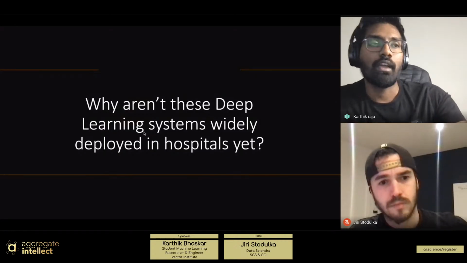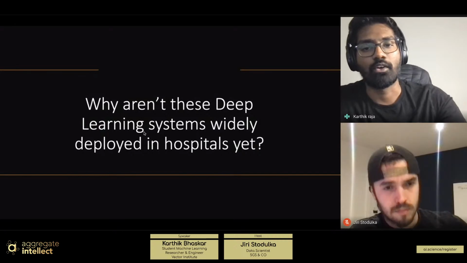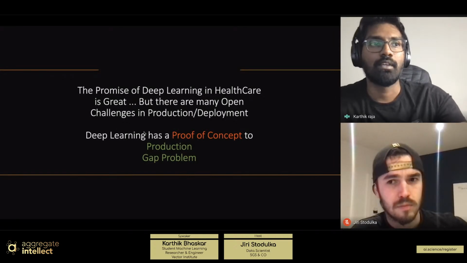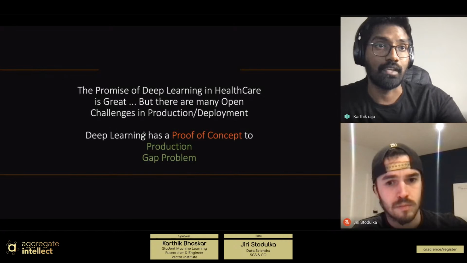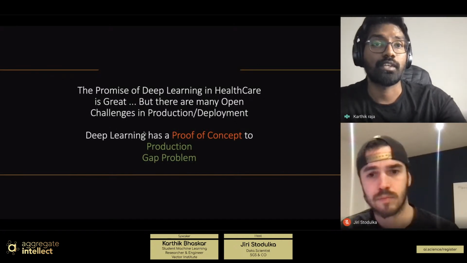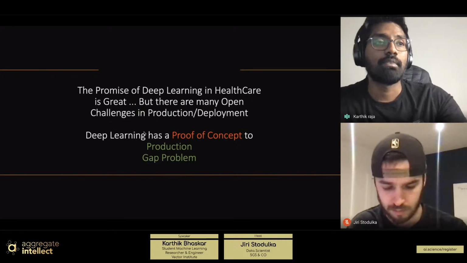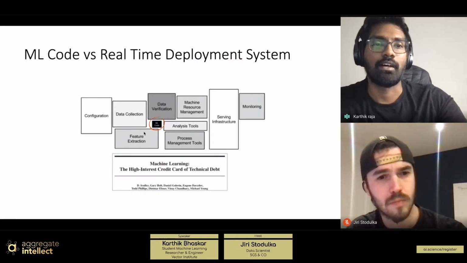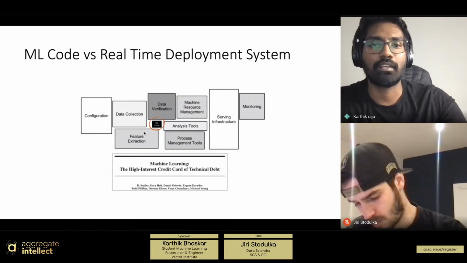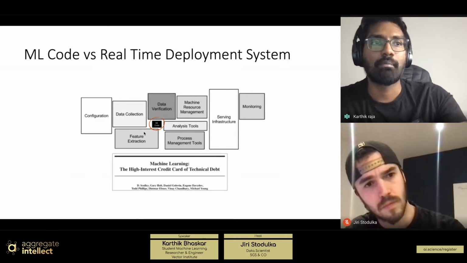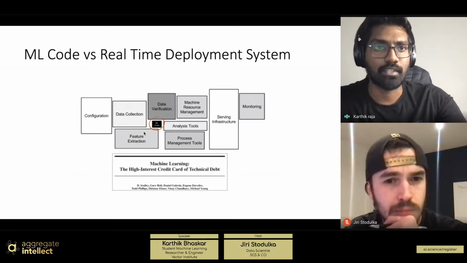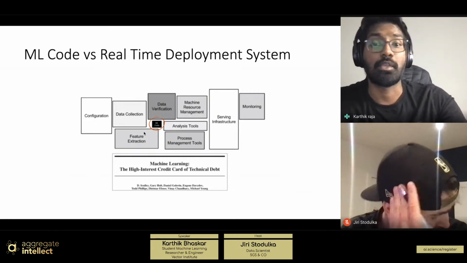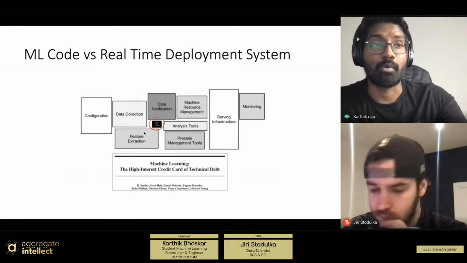But the question is, why aren't these deep learning systems widely deployed in hospitals yet? Based on what we have seen until now, the promise of deep learning in healthcare is really great, but there are many open challenges in production and deployment settings. I think deep learning has a proof-of-concept to production gap problem. What I mean by that is the ML code versus the real-time deployment. As you can see in this picture, ML code is a very small portion of a real-time system. The real-time system includes parts like data collection, feature extraction, machine resource management, serving infrastructure, monitoring, etc.